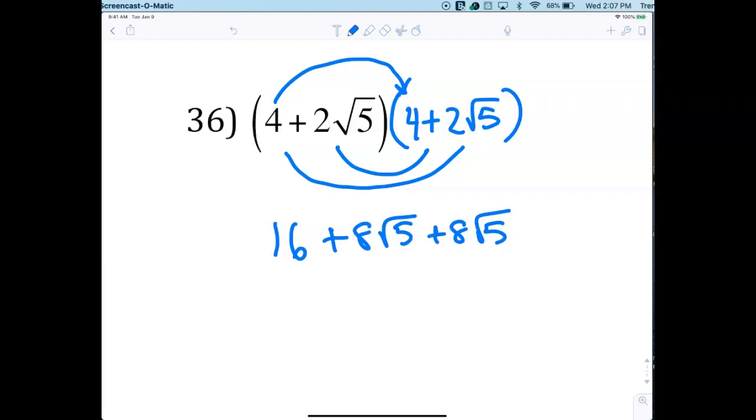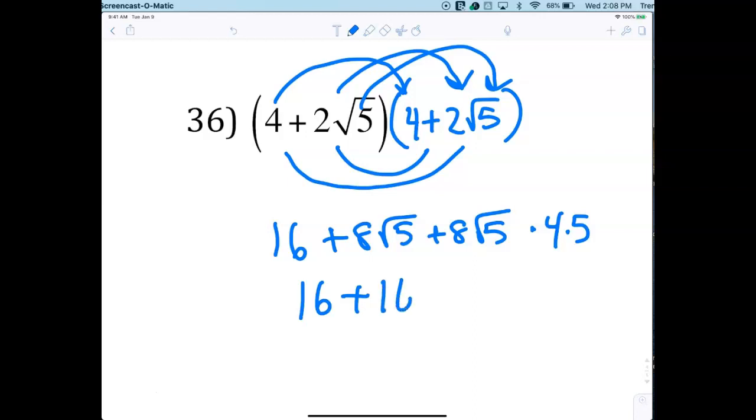All right, now here's the hard one. What's 2 times 2? 4. Don't listen to somebody else. 2 times 2 is 4. And then radical 5 times radical 5 is 5. But what do you do with the 4 and the 5? Times it. Multiply, not add. 20. So it's going to be 16 plus 16 radical 5 plus 20.